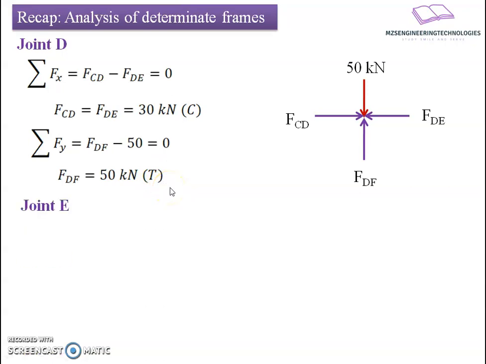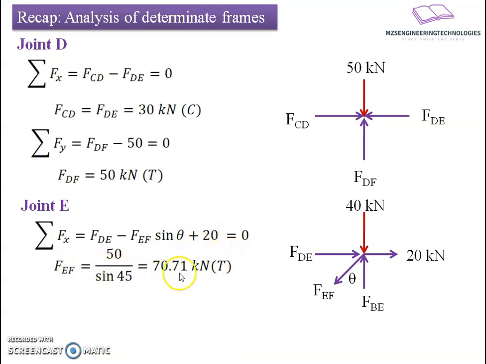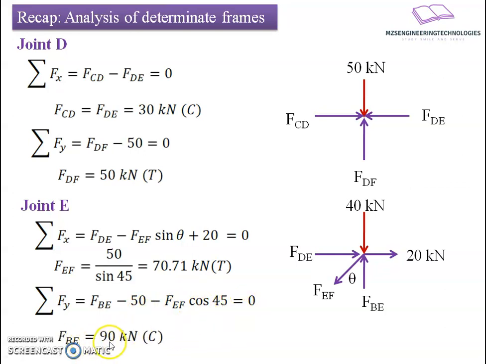Now I will move to joint E. Free body diagram of joint E will be like this. If I analyze the forces with reference to the equilibrium equations, the summation of Fx equals Fde minus Fef sin theta plus 20, which results in Fef equals 70.71 kilonewton, and it's tensile in nature. Similarly, summation of Fy equals Fbe minus 50 minus Fef cos 45, which results in Fbe equals 90 kilonewton in compression. So the nature of this force is compressive.